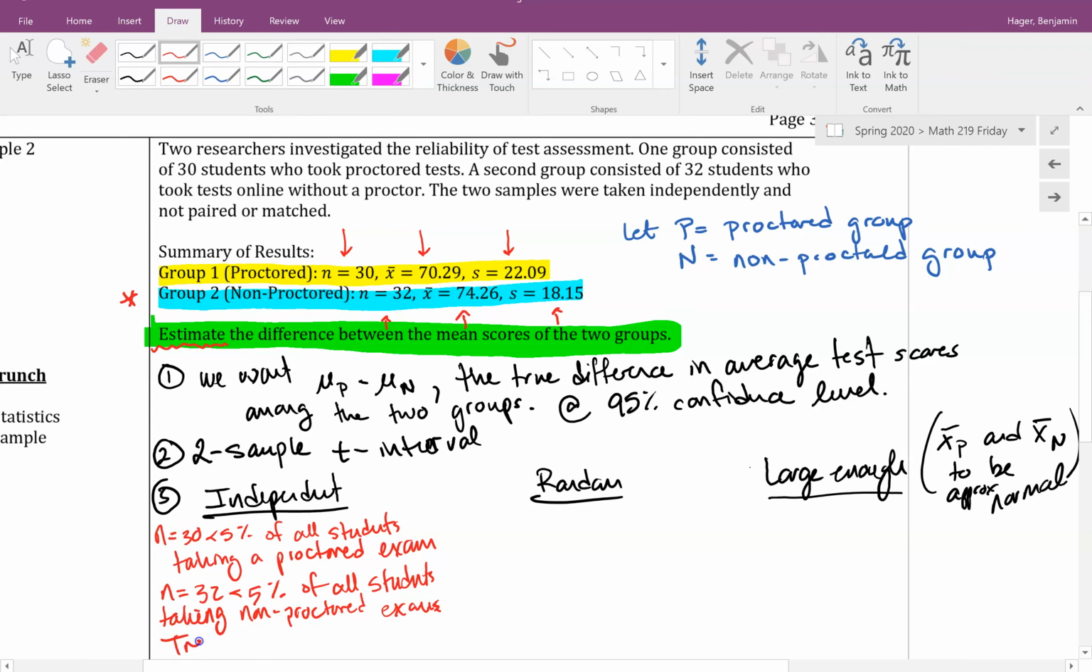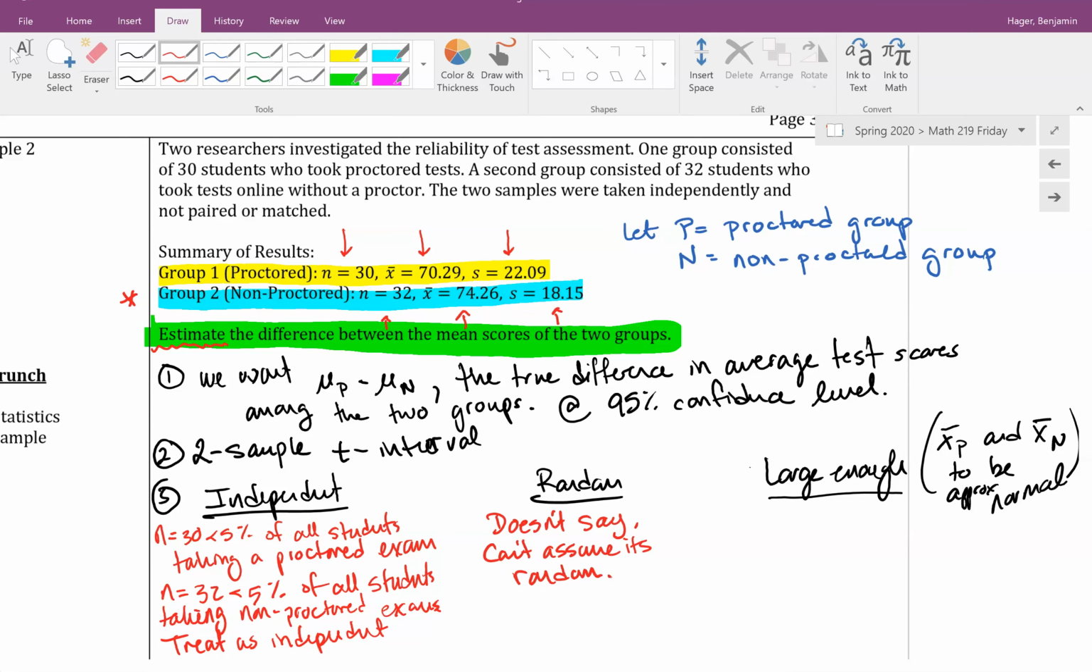So we'll treat as independent. Random, does it say random there? I don't see where it says random, so if it doesn't say, then we would assume no. If it doesn't say, we cannot assume that it is random.